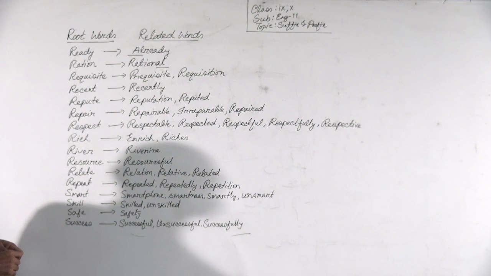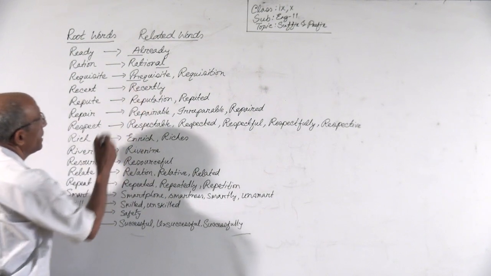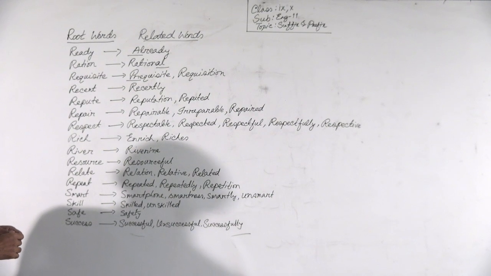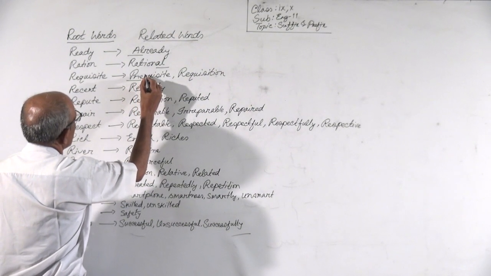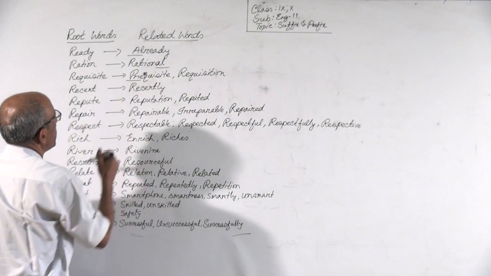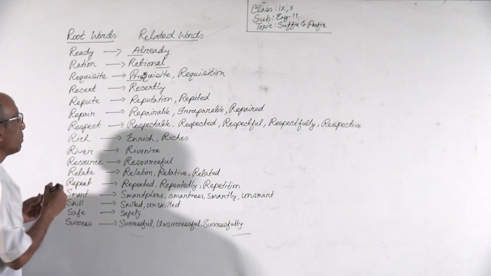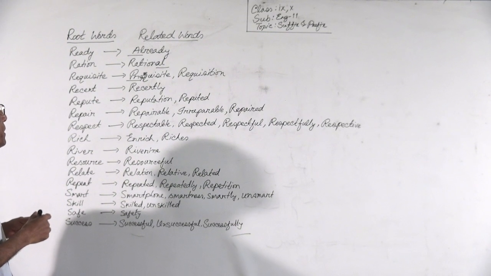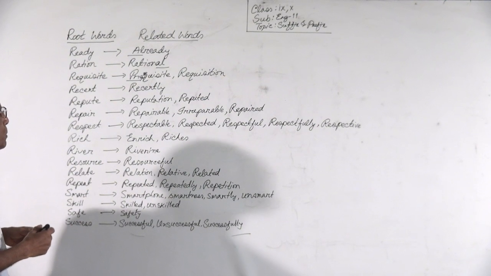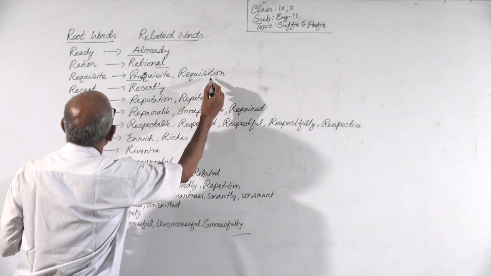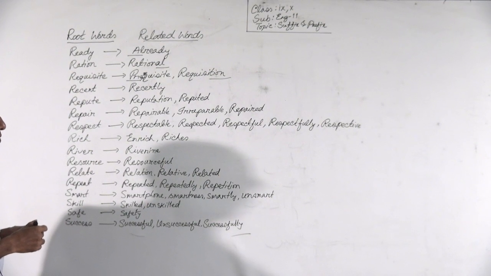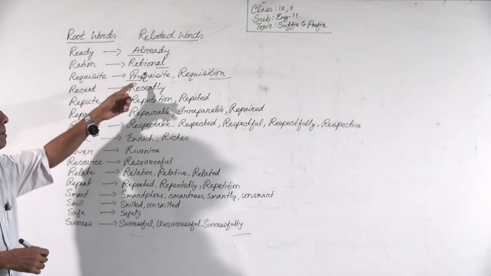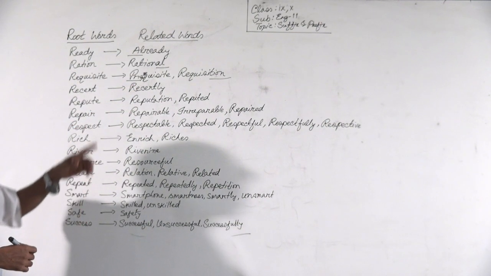Then requisite. Requisite is an adjective. If we add prefix pre, then it will be prerequisite. Prerequisite. And requisite, prerequisite, and requisition. Requisition, here we have to add suffix T-I-O-N. That is I-O-N, suffix I-O-N. Then it will be requisition. Requisition is a noun. So, the new words: prerequisite and requisition.